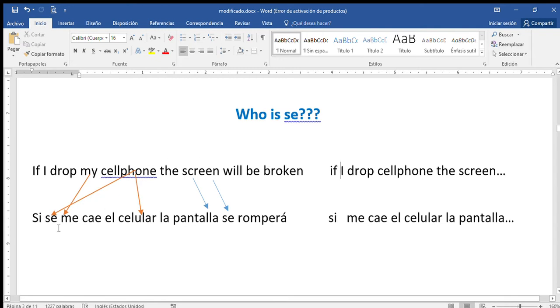Like in this case, we have "si se me cae el celular, la pantalla se romperá." Now, if you just say "si me cae el celular, la pantalla se romperá," it won't make any sense. You have to have "se" right here.